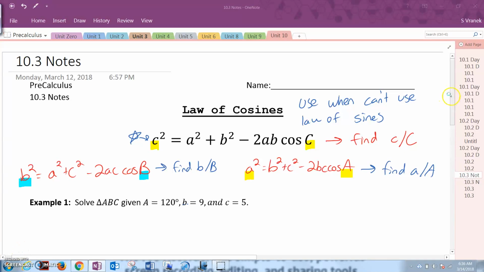Alright class, today we're talking about law of cosines. So pause the screen real quick to write this stuff down. Okay, hopefully you did that.